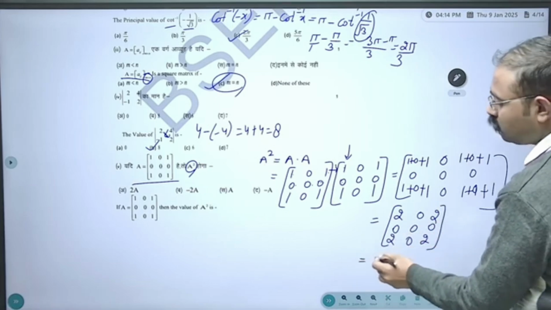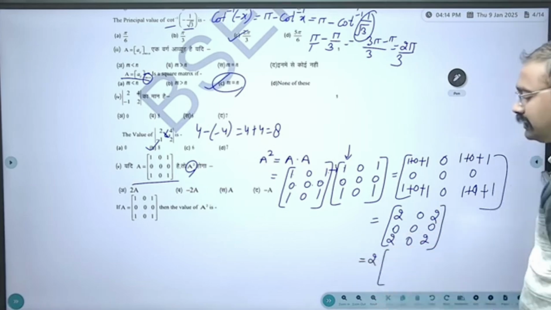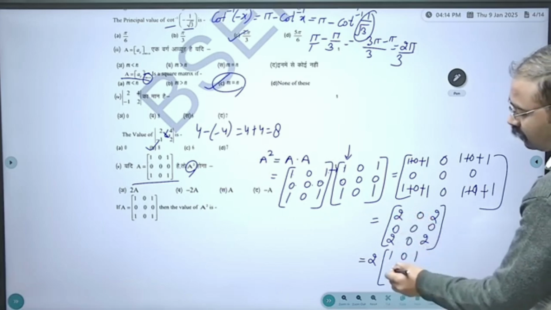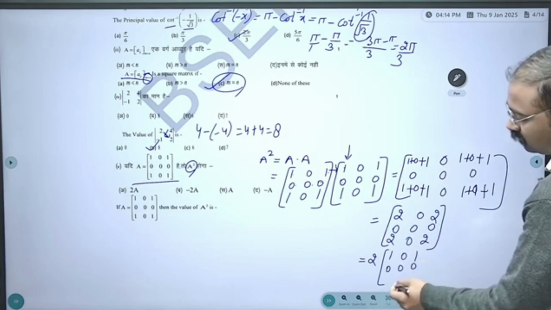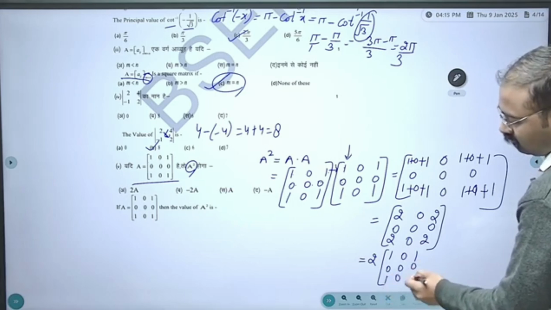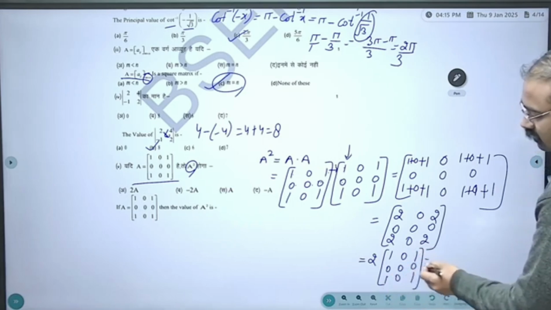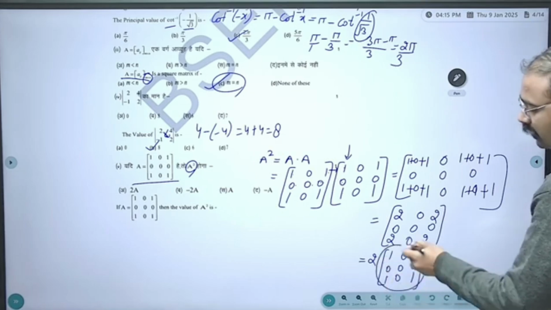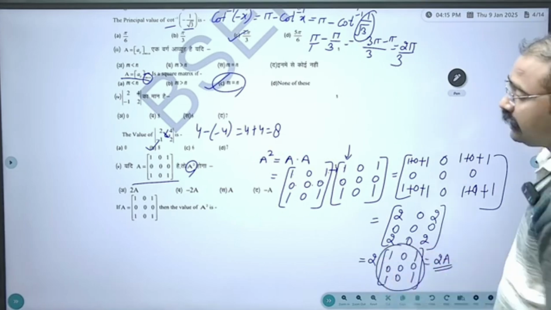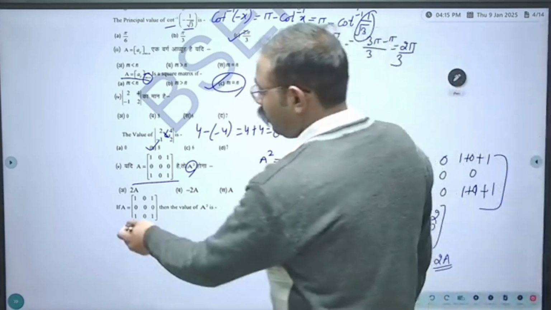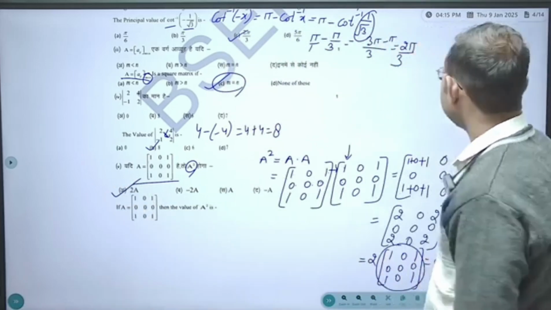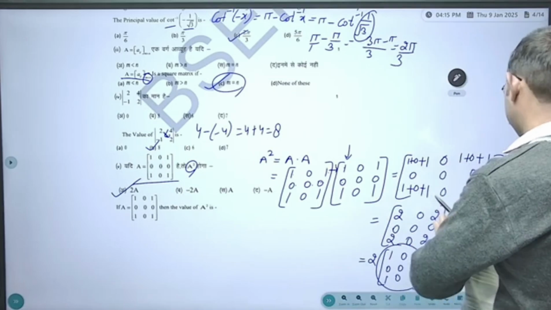We can take out 2 as common from each element. Here 2 will be common, then 1, 0, 1, 0, 0, 0, and 1, 0, 1. And this is our matrix A. So instead of this matrix, I can write A. So 2A is our correct answer. Which option? Option A.